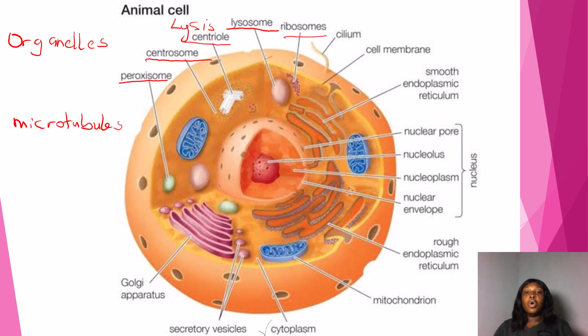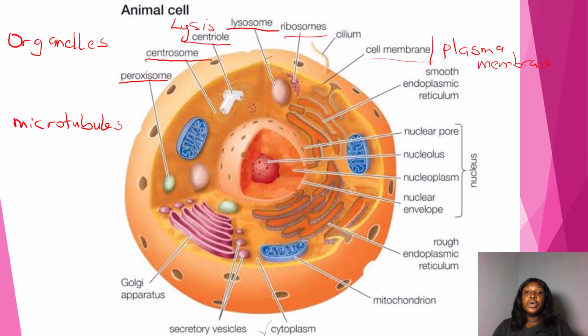The next one we need to look at is the cell membrane. Cell membrane can also be called a plasma membrane. A plasma membrane is a thin, flexible structure which protects the cytoplasm, and it also serves as a selectively permeable membrane which allows materials to move in and out of the cell.